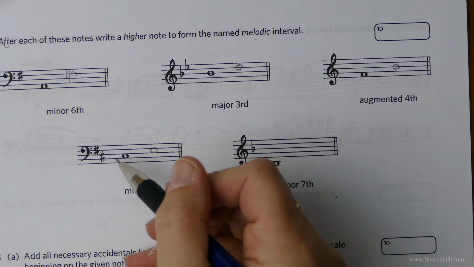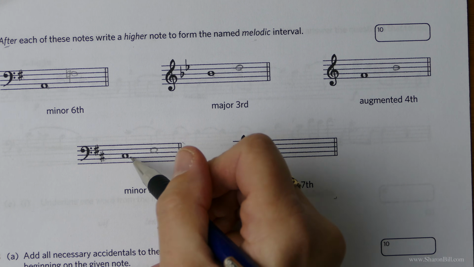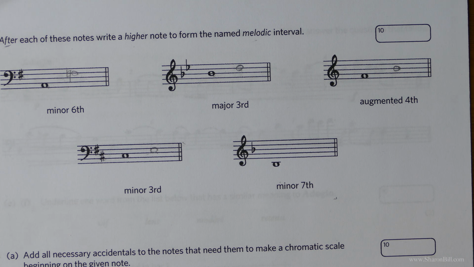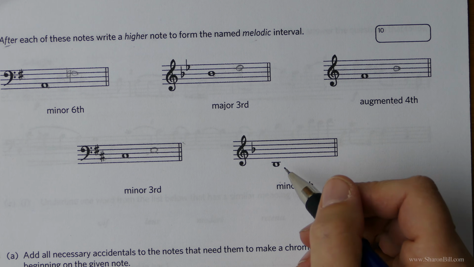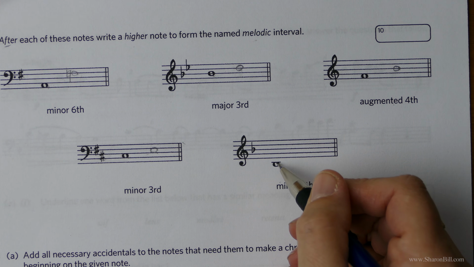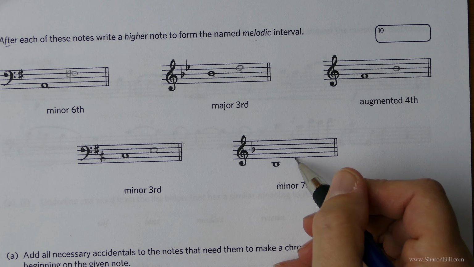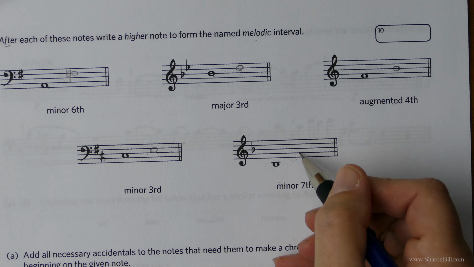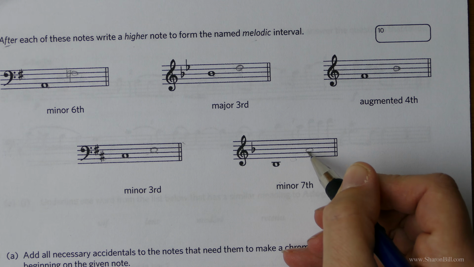So the fact that the C sharp is active does the job for us, and that's now a minor third. So let's move on. So a minor seventh, so we've got to go out 7 first of all. 1, 2, 3, 4, 5, 6, 7.